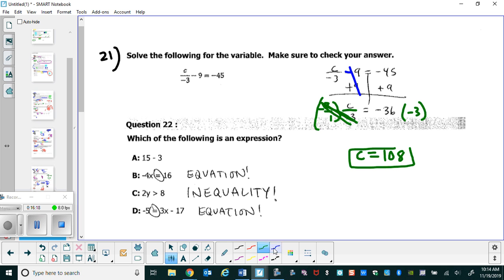And now for the very last question here, it says, which of the following is an expression? So B is an equation. C is an inequality. D is an equation. So A is the only one without an equal sign or a comparison symbol. This would be a numerical expression.